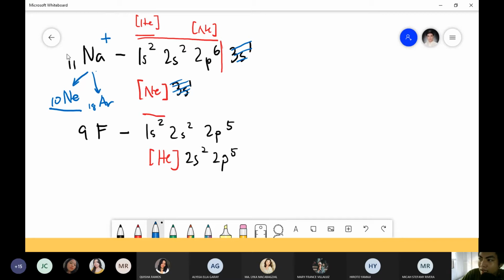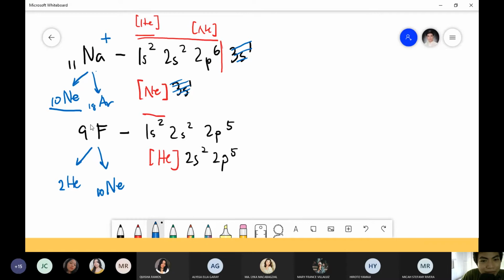Okay, and now let's take a look at fluorine. Okay, so let's look again into our periodic table. What noble gases are near to fluorine? Obviously, you have your helium and you have your neon. Okay, so fluorine will face the same dilemma as sodium. No? So, mag-iisip siya, no? Which of the noble gases here should I copy? Is it helium or is it neon? Now, what do you think is the answer?